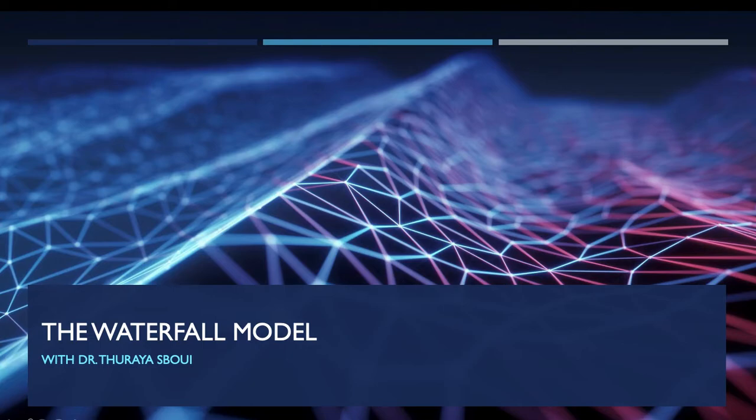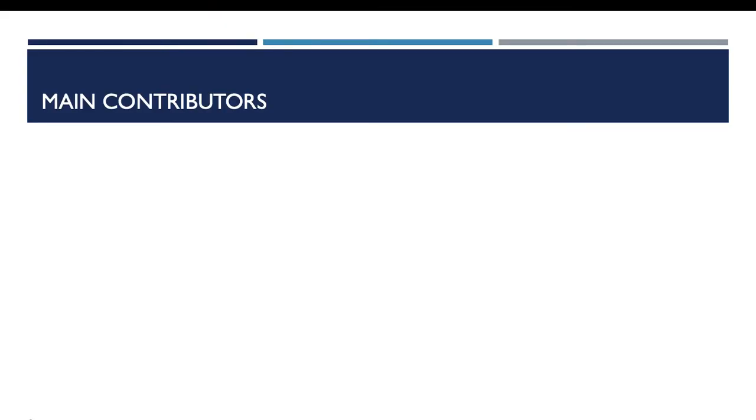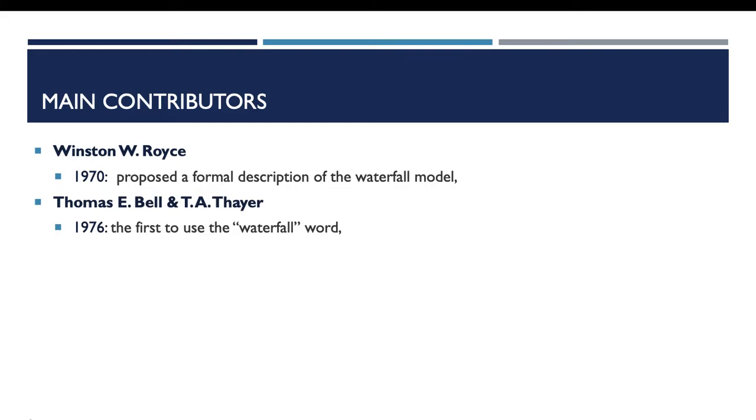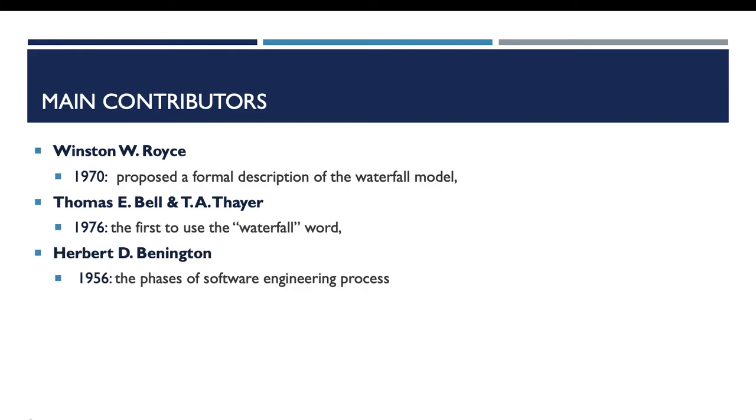So in this video, we will talk about the waterfall model. Let's get started. The main contributors of this model are Royce, the author of this model, who proposed the formal description of the waterfall model in 1970. We also find Bell and Thayer, who were the first to use the word waterfall in 1976, and Bennington, who proposed the phases of the software engineering process in 1956 and came back in 1983 to advocate the idea that the waterfall model is not a rigid top-down process.